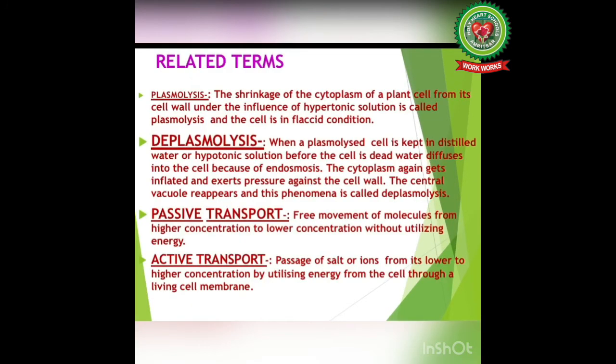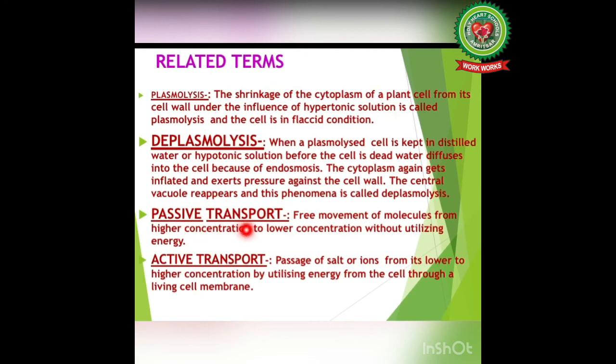Related terms, plasmolysis. The shrinkage of cytoplasm of a plant cell from its cell wall under the influence of hypertonic solution is called plasmolysis, and the cell is in flaccid condition. Deplasmolysis: when a plasmolyzed cell is kept in distilled water or hypotonic solution before the cell is dead, water diffuses into the cell because of endosmosis. The cytoplasm again gets inflated and exerts pressure against the cell wall. The central vacuole reappears and this phenomenon is called deplasmolysis.